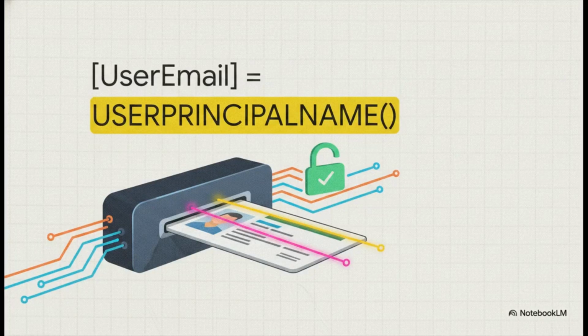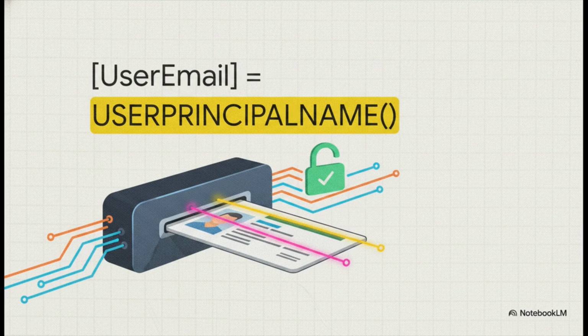If you are going the Dynamic RLS route, this specific piece of DAX code is about to become your absolute best friend. User email equals user principal name. Think of user principal name as that invisible ID badge reader we talked about. When someone opens the report in the Power BI service, this function reads their authenticated corporate email address, matches it against the user email column in your security mapping table, and instantly applies the correct filters across the entire model.